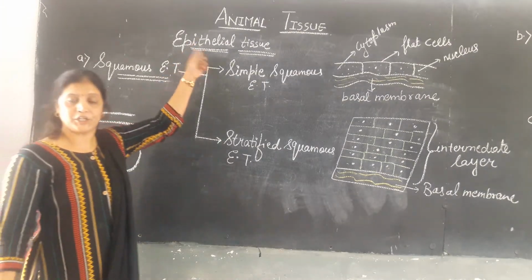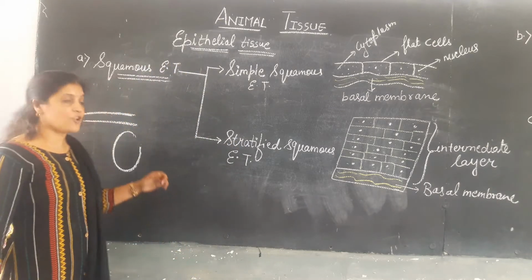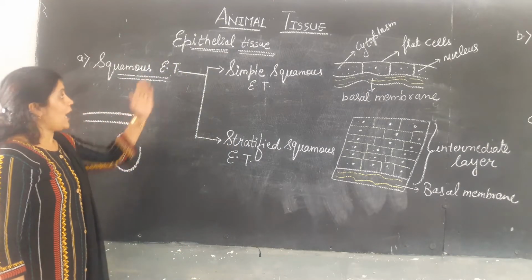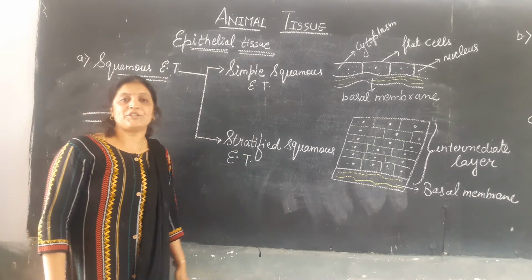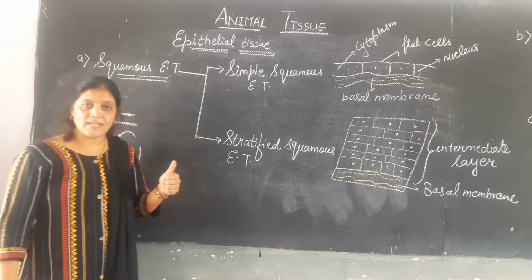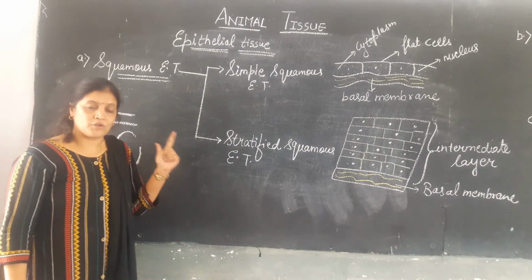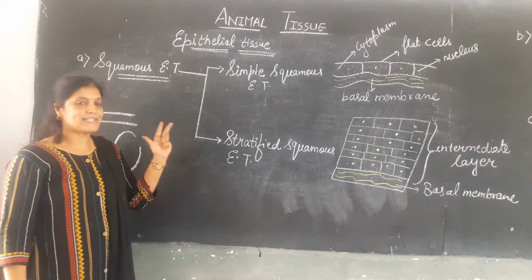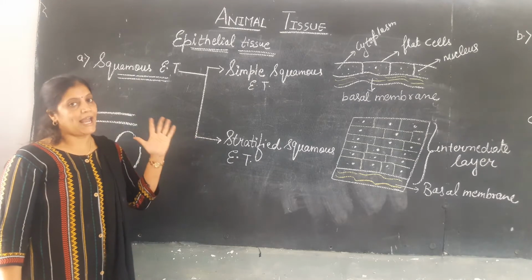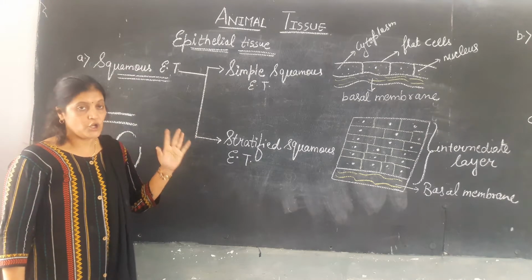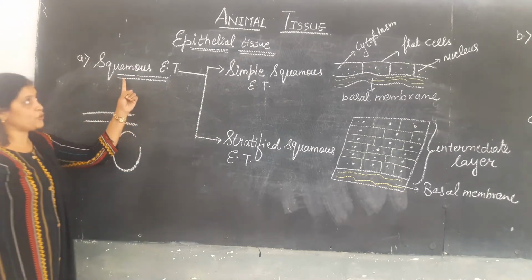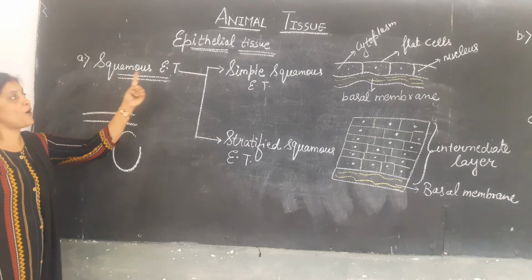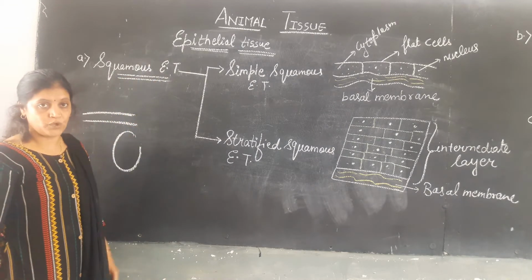So on the basis of location, epithelial tissue further divides into 5 types: squamous epithelial tissue, cuboidal epithelial tissue, columnar epithelial tissue, ciliated epithelial tissue and glandular epithelial tissue. Today I am going to explain to you first about squamous epithelial tissue.